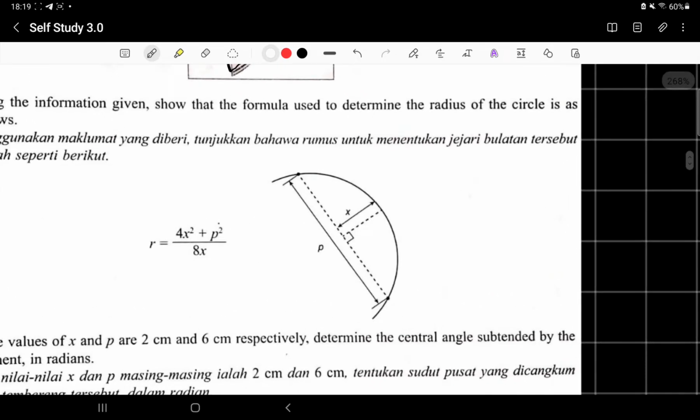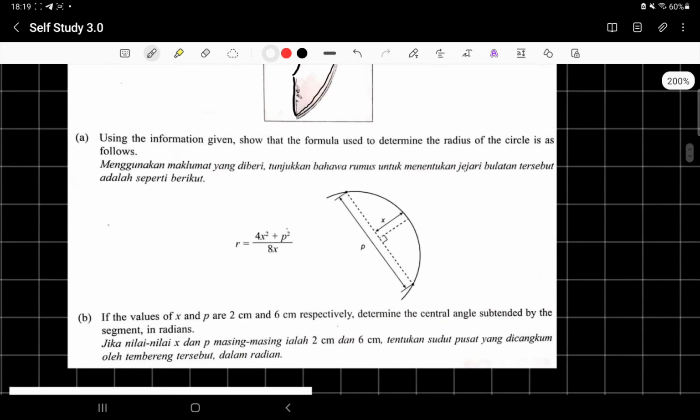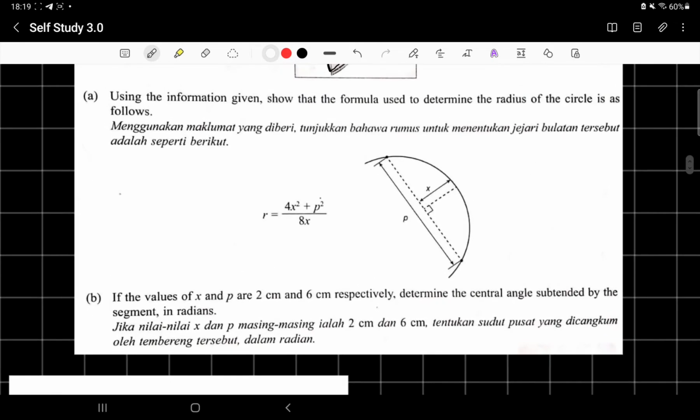Now the question didn't mention anything regarding P being the diameter nor X being the radius. Therefore, we can't say this is a semicircle. No, it's not a semicircle. In fact, it's just a segment of a circle. So let's try and solve it by deriving a formula in which R is the subject, R in terms of P and X.